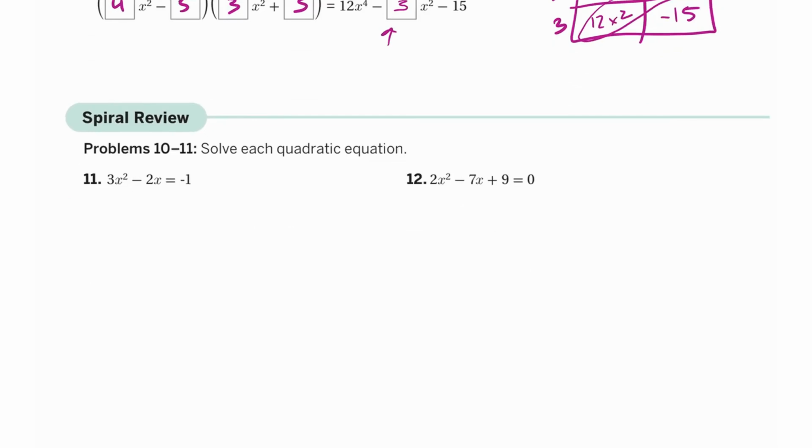So I will review problems 11 and 12 here, which ask us to solve each quadratic. So in this one here, before I do anything, I'm going to go ahead and add that 1 to the other side so that it's equal to 0. That way I can go through and solve it from here.